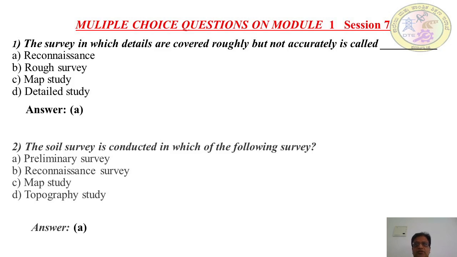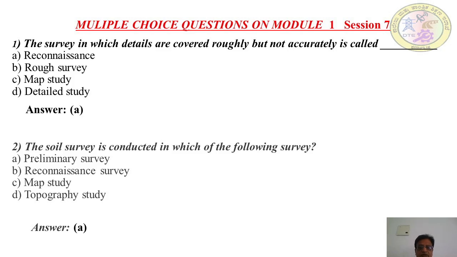Let's see some multiple choice questions based on today's study. The survey in which the details are covered roughly but not accurately is called: reconnaissance survey, rough survey, map study, detail study. In the reconnaissance survey, we roughly study what the features and structures are, which is not there in the map study, that we study on the site. So the answer is A, that is reconnaissance.